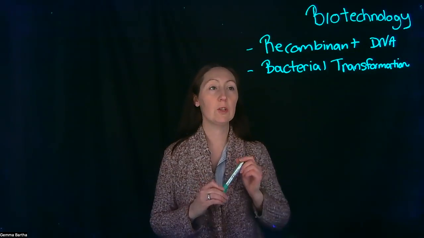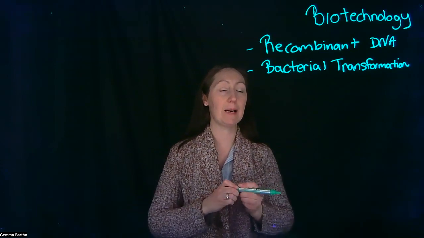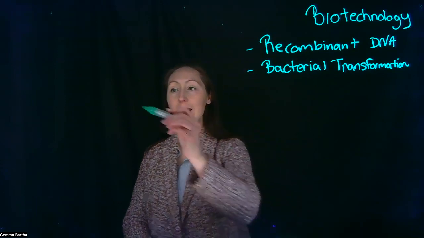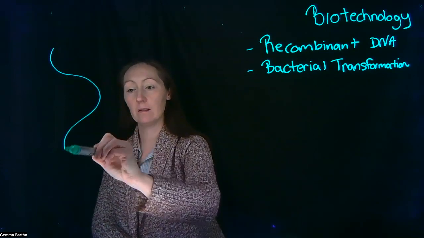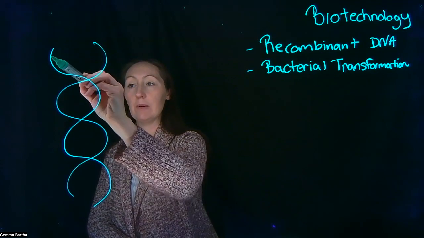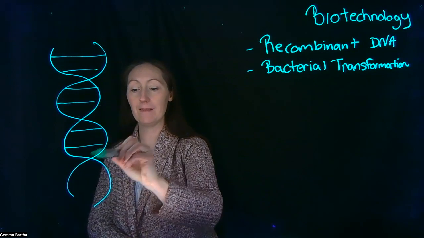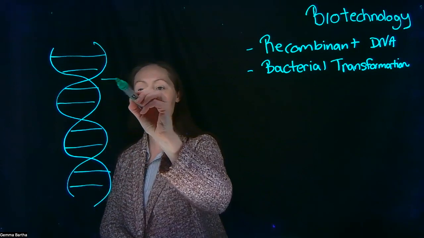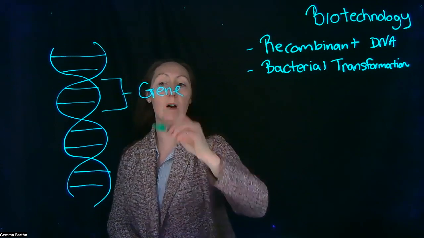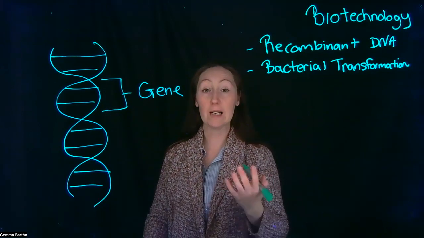Okay, let's talk about two different biotechnological techniques, recombinant DNA and bacterial transformation. Recombinant DNA is when a scientist has DNA and they decide that they want a particular gene, or gene of interest, from that DNA. So let's say right here is a gene of interest that they want to replicate and grow. Let's say that it codes for insulin, right?